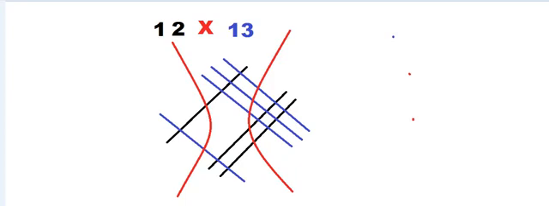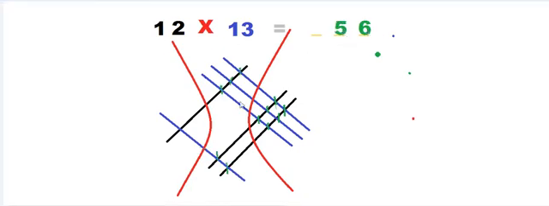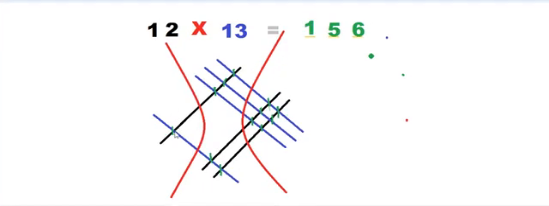Okay, so let's count the number of intersections in this first region. So we have 1, 2, 3, 4, 5, 6 points here. So we write 6, the number 6, in the ones place. After that, we count this part, which is 3 and 2, 5. So we write 5 here, and after that, we count this, which is 1. So simple, our answer is 156. This is as easy as that.